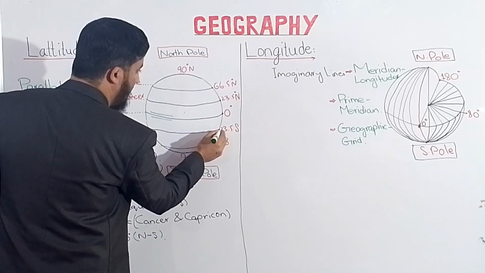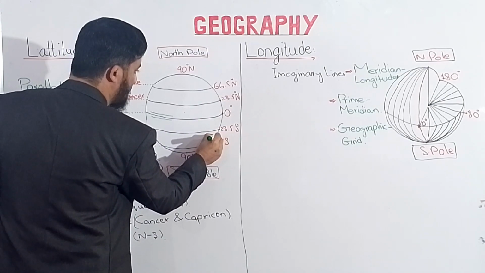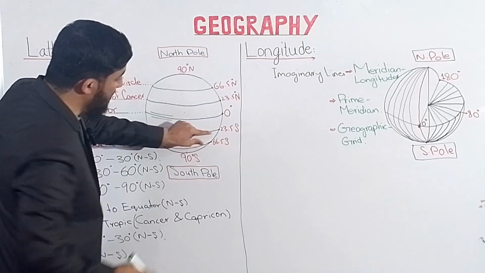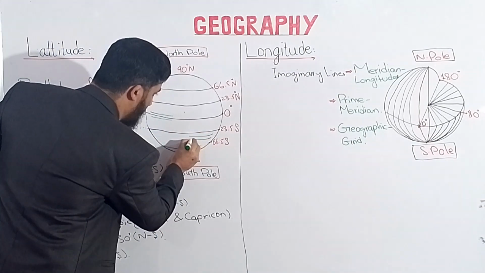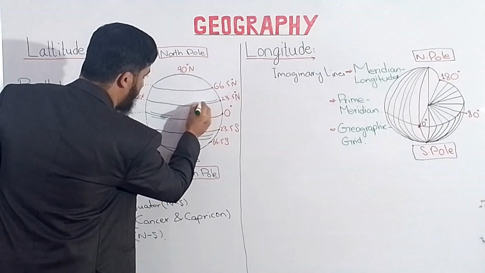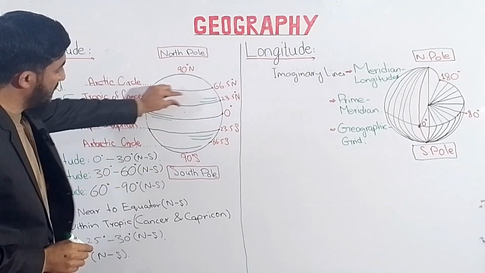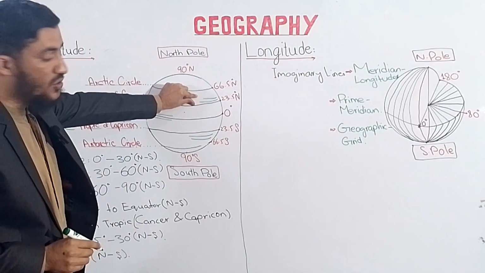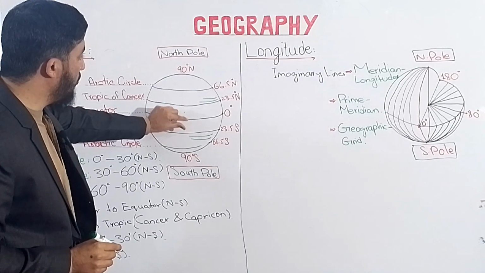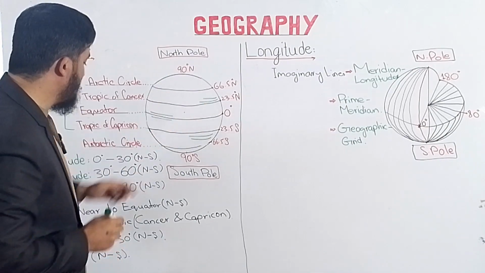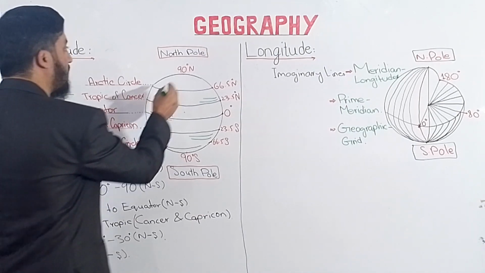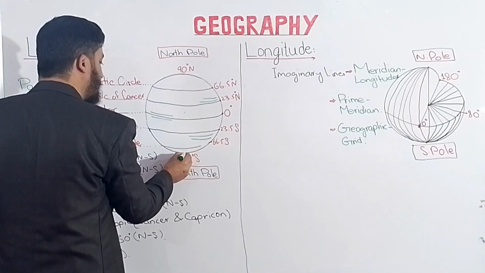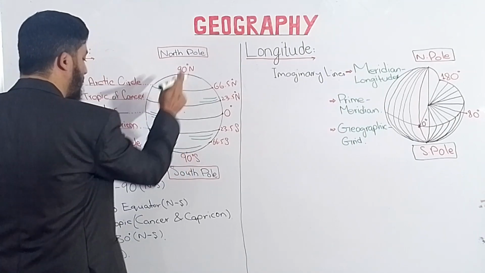both southwards and northwards. So the region here, like if I draw a line, only this part of the region, both on the south as well as on the north, becomes the subtropical region. And the last one is the polar region. Polar is the region at 90 degrees, both at the north and south poles.